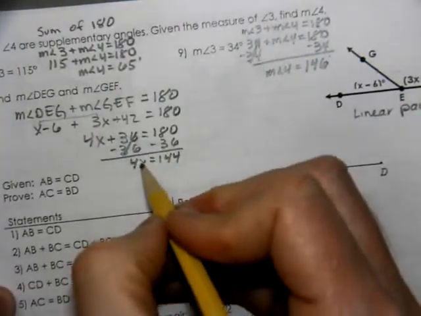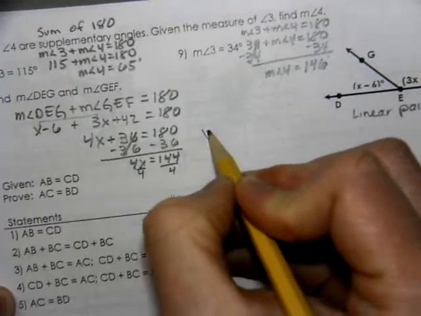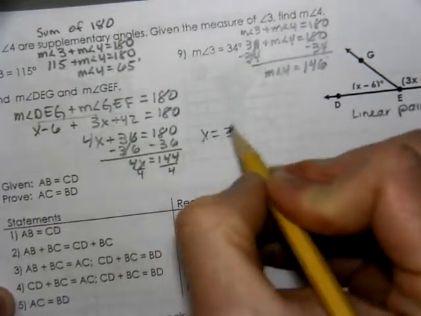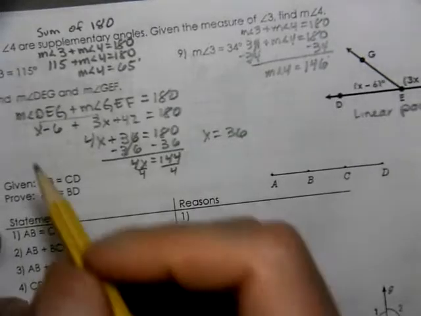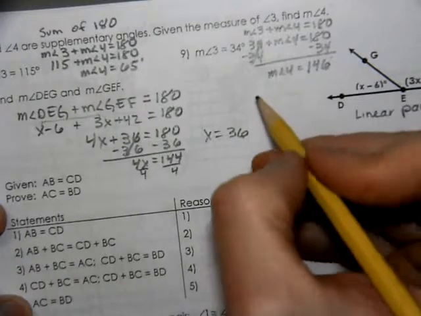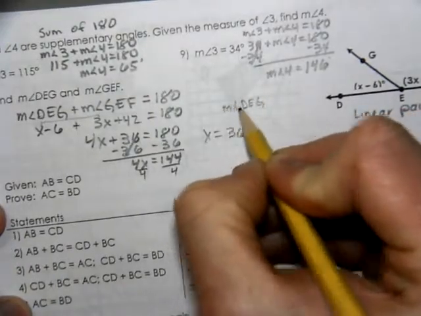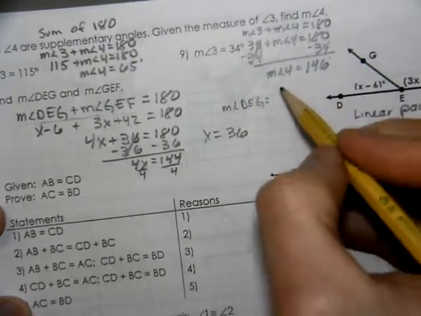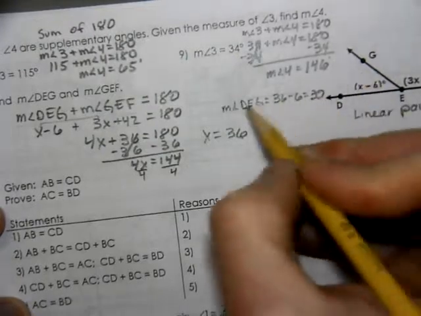$144. So when we divide by 4, I know my x is going to be 36. And we're supposed to find the measurement of DEG. So the measurement of angle DEG is going to be 36 minus 6, which is 30.